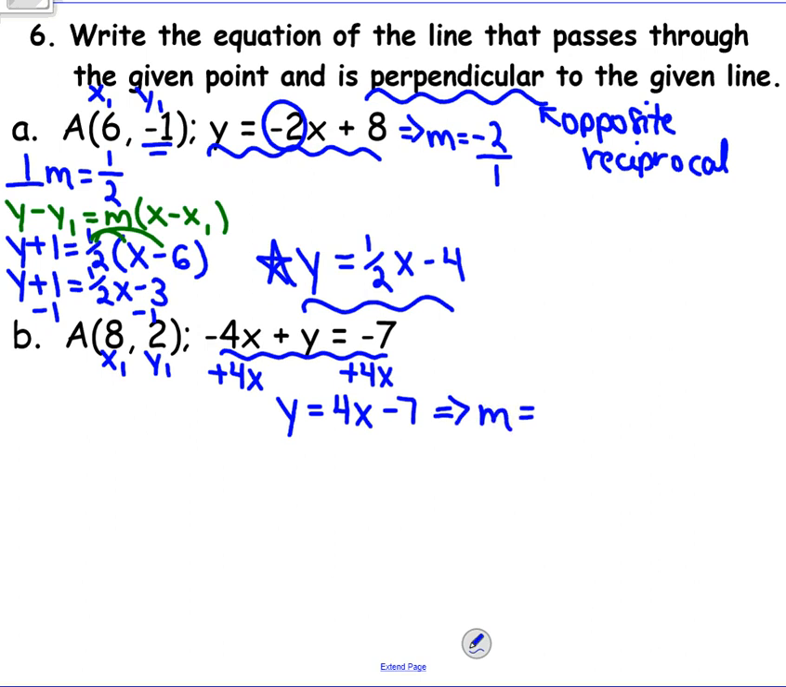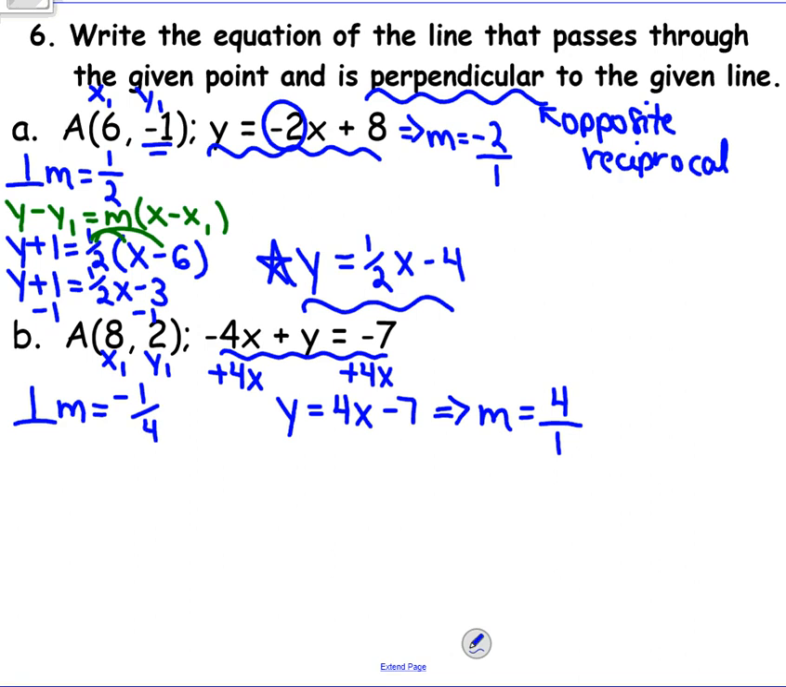The number in front of x should be your slope. I'm going to make it as a fraction so that it's helpful to get a perpendicular slope, opposite reciprocal. So notice our 4 over 1 was positive, so its perpendicular slope would have to be negative, opposite in sign. And we need to switch the 4 and the 1 around, so we get 1/4.